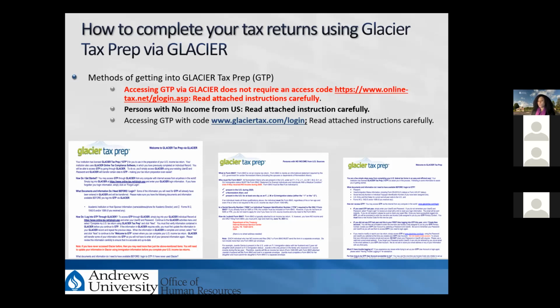Glacier will be the main software that everybody has to go through to get to GTP, Glacier Tax Prep. What Glacier does for us is help us figure out what our tax status is in terms of being a resident alien or non-resident alien. The moment you begin entering your individual information in Glacier, by the time you're done, it will tell you whether you are a resident alien or non-resident alien.